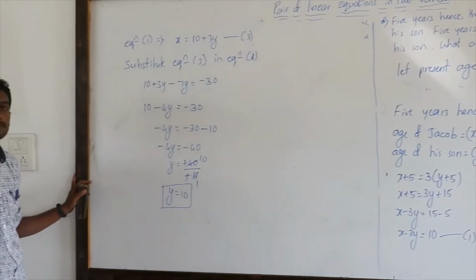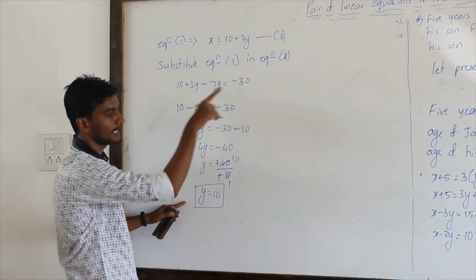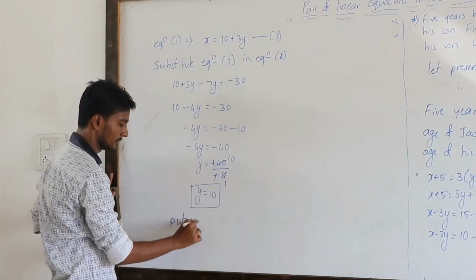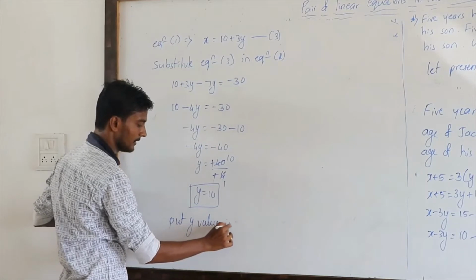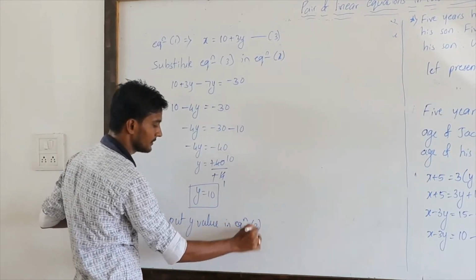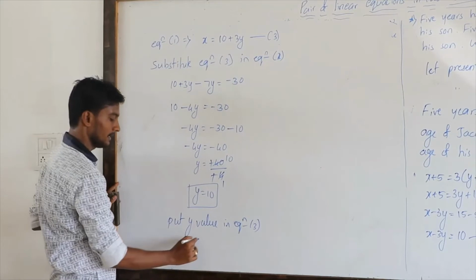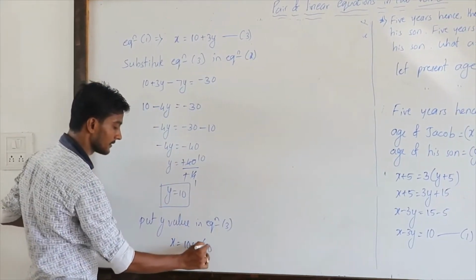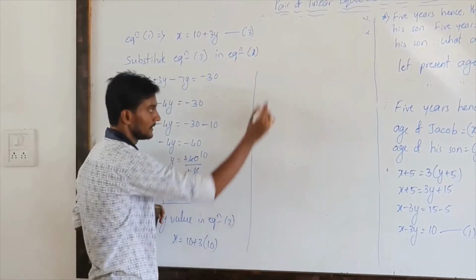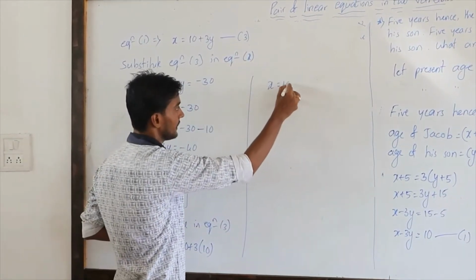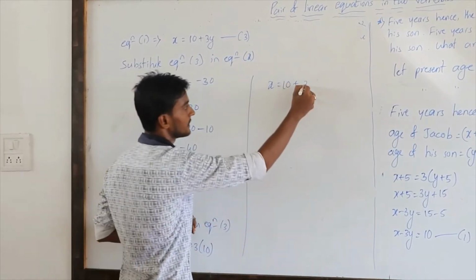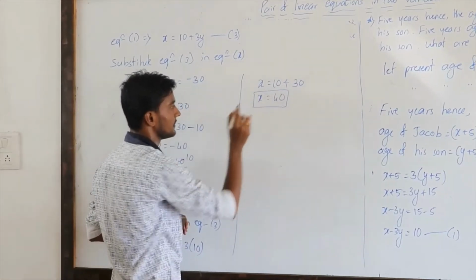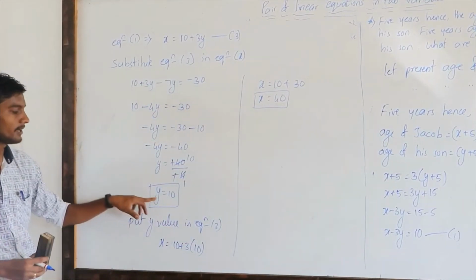Next, what we have to do is substitute this y value in equation number 3 to get the x value. In equation 3, x is equal to 10 plus 3 into the y value, which is 10. So x is equal to 10 plus 3 into 10, which is 30. So x is equal to 10 plus 30, that is 40. So we have got x value 40 and y value 10.